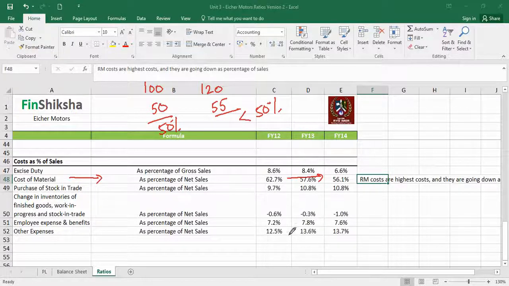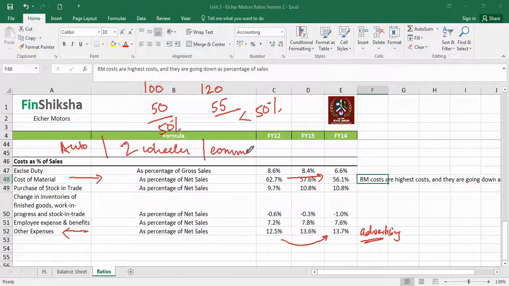Some of the other costs are going up. So this is going up, right? Possibly because they are spending more on advertising and marketing. And we need to be able to break up all these other expenses and check what they are. But it at least gives us an idea that for a company like Eicher Motors, which is into the auto segment, both two-wheelers and commercial vehicles, right?